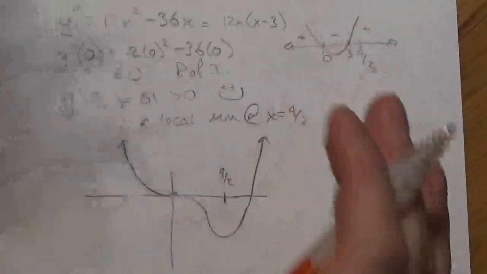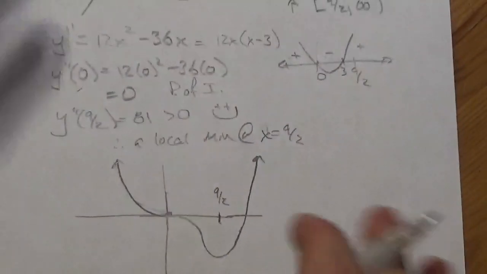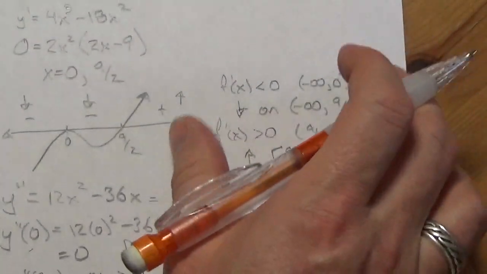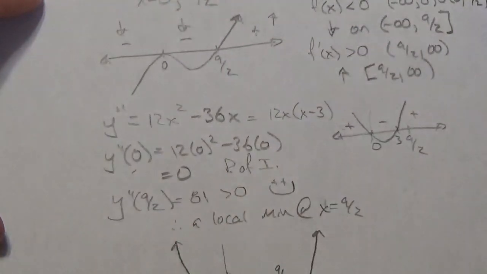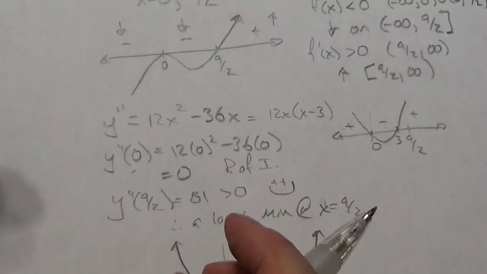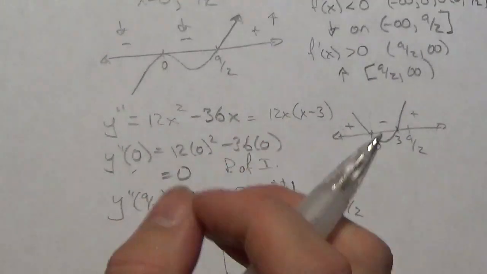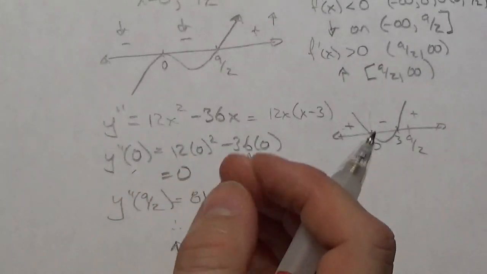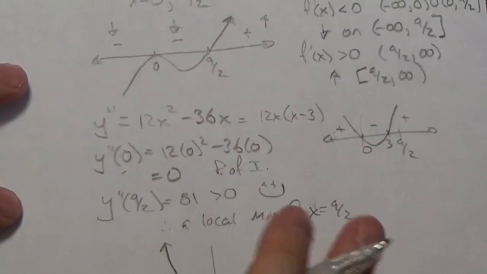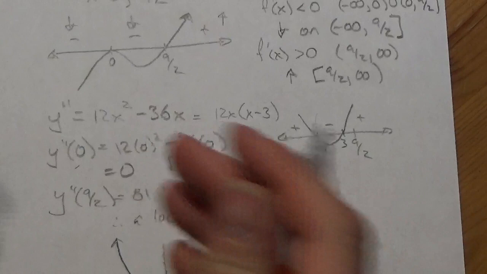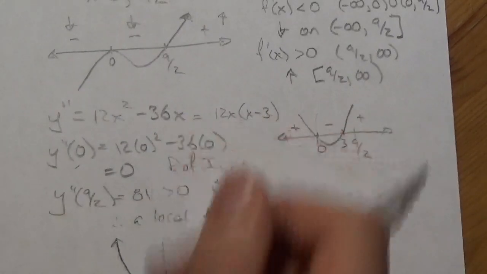So isn't it beautiful how all of this works together? I can get basically the same information if I investigate the intervals, or if I just plug in the critical numbers of the original function into the second derivative, and I still can get the same image here. It's just absolutely amazing how beautifully this works together.